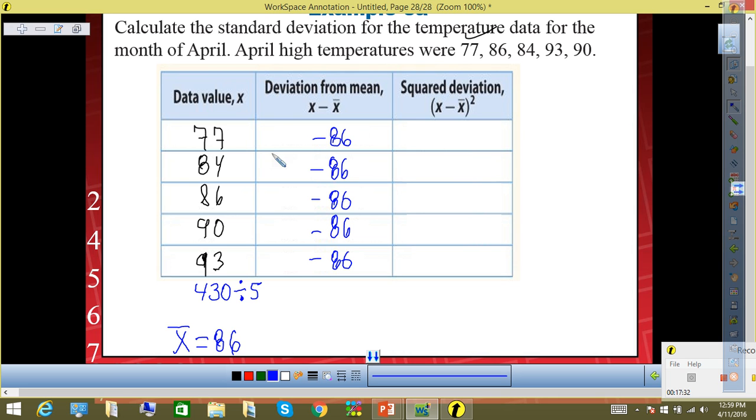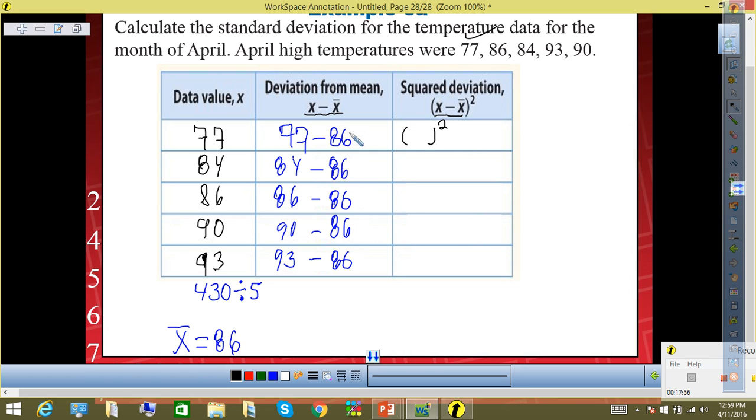What is my x value for this one? 77, 84, 86, 90, and 93. So look up really quick. If you notice, this is the same thing as this. Is that correct? So I'm going to use the difference, and I'm going to write it here in a parentheses squared.